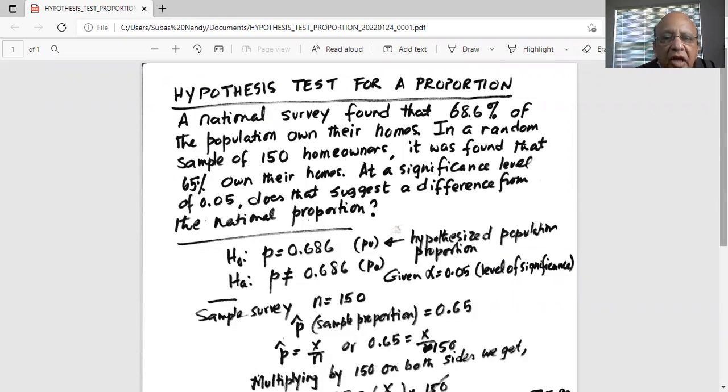The problem states that a national survey found that 68.6% of the population own their homes. In a random sample of 150 homeowners, it was found that 65% own their homes. At a significance level of 0.05, does that suggest a difference from the national population or national proportion? Okay, so the national proportion is 68.6% of the population own their homes.